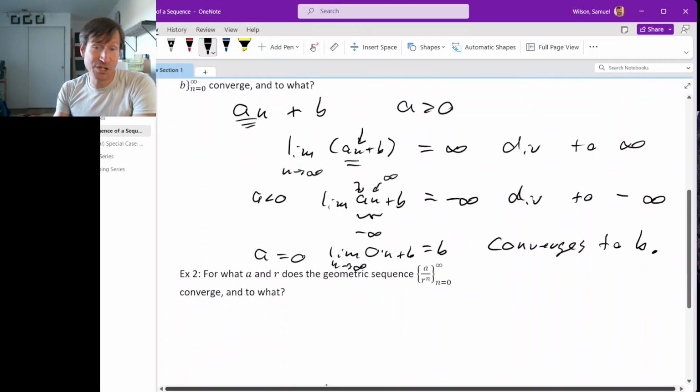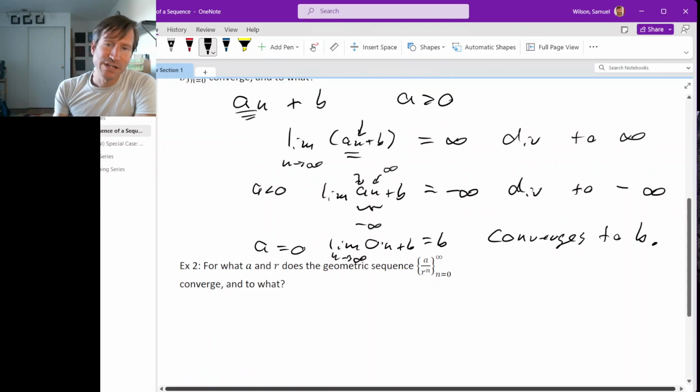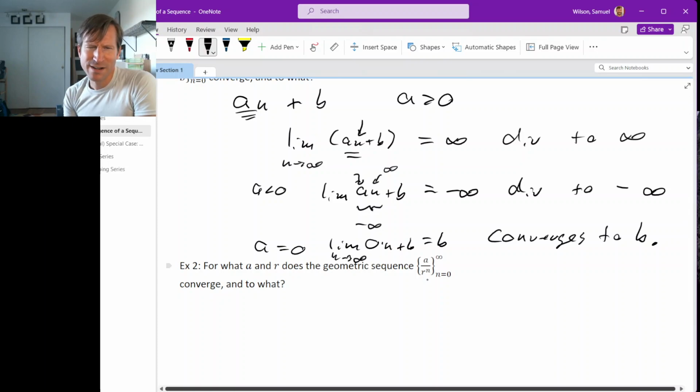Okay, let's look at geometric sequences. So what about the geometric sequence a times r to the n? I meant for this to say a times r to the n. So let's think about this in a similar way. We're going to be raising r to powers, so you have to break things into interesting cases and think about what happens when you raise things to large powers. Well, if r is big enough, this is just going to blow up to infinity.